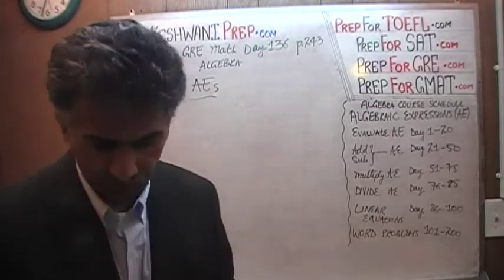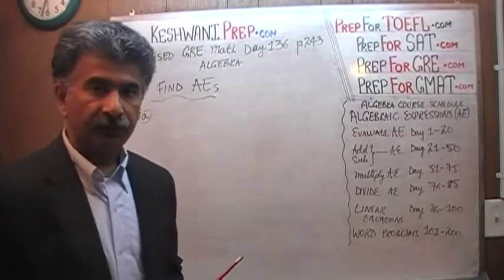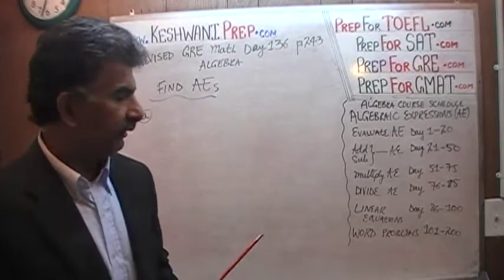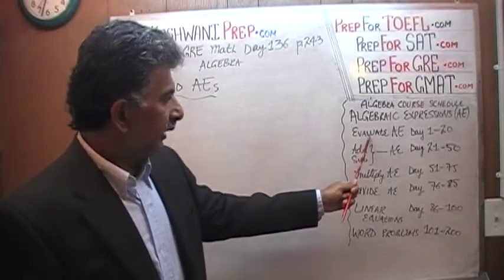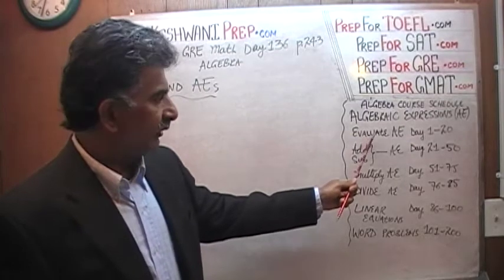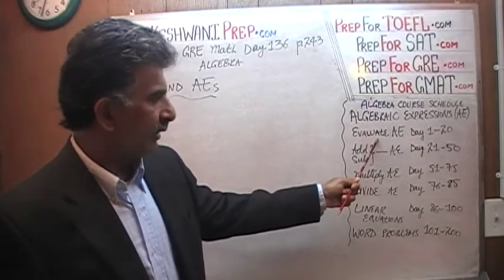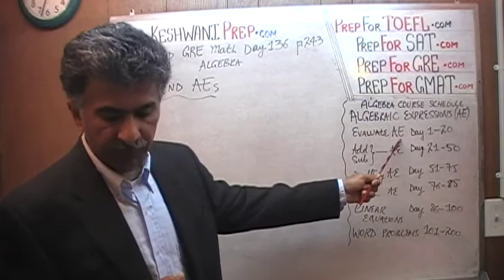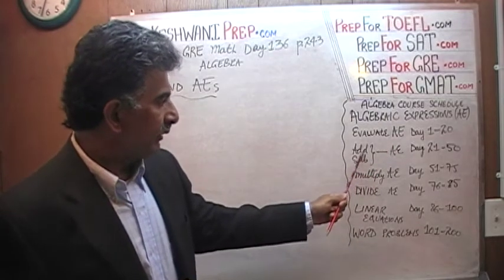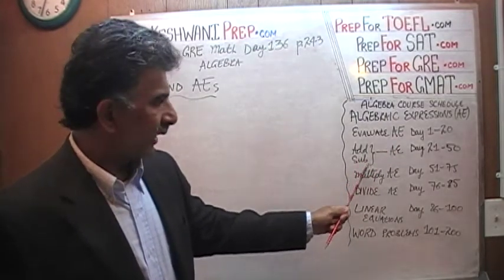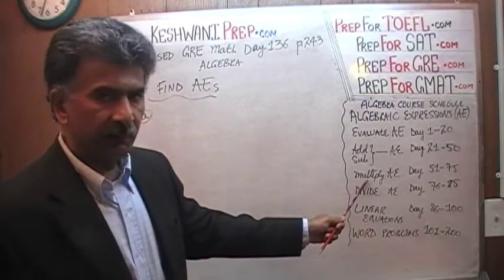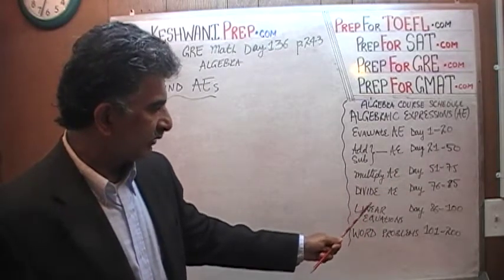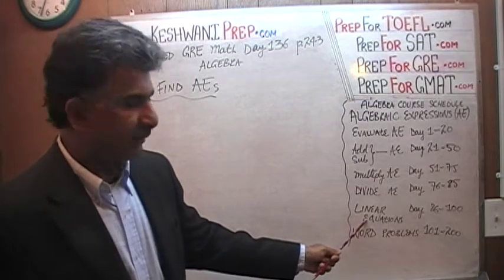Now, here's the schedule. Again, if you're interested in improving your algebraic skill, in the first 20 days we learn how to evaluate algebraic expressions, which is what we're going to do here in a second. Then we learn how to add and subtract algebraic expressions, day number 21 through 50, 30 days there. And then we learn how to multiply and divide algebraic expressions. Finally, I cover the topic of linear equations.